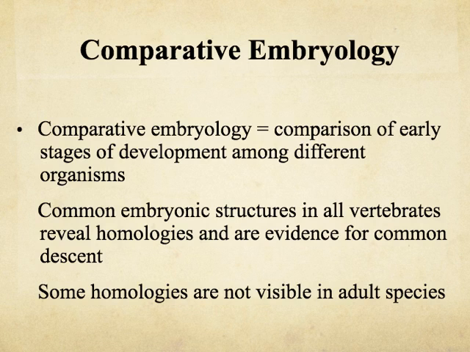Just like we can compare anatomy, we can also compare embryos of different species. Comparative embryology is where you compare the early stages of development among similar organisms. Again, the idea is that because we all came from a common ancestor, we're all going to develop similarly. Okay? Really, this is still an example of a homology. We're just looking at the homology at the embryonic level instead of at the anatomical level.